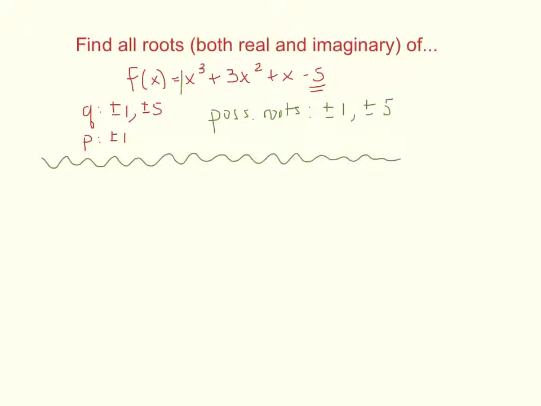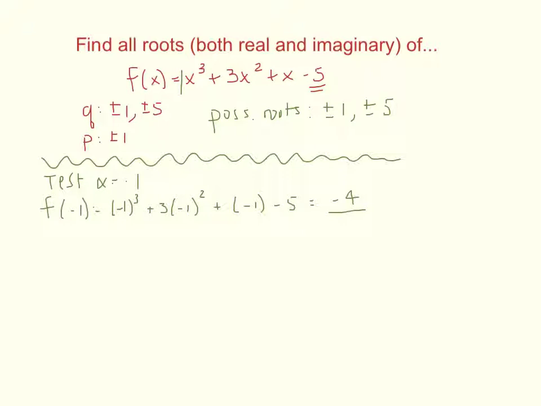So say we wanted to test x equals negative 1. I could plug in and see if I get 0. If I plug in and I get a y value of 0, that means my point is on the x-axis, and it's an x-intercept or a real root. So negative 1 cubed plus 3 times negative 1 squared plus negative 1 minus 5. And I can evaluate that. Let's say I get negative 1 plus 3 is 2, minus 1 is 1, minus 5 is negative 4.